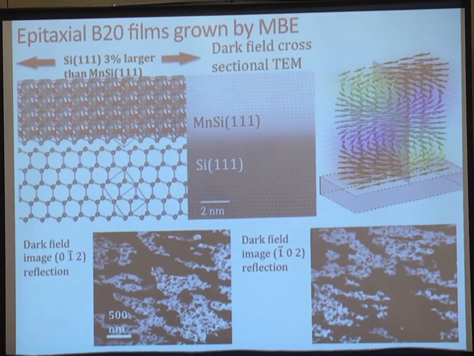Here's a cross-section TEM image that was done by Mike Robertson. You can see the nice sharp interface that's formed. However, one of the drawbacks of growing a chiral material on a centrosymmetric substrate is you get both left-handed and right-handed crystal grains, which we showed with TEM. These grain sizes can vary from about half a micron all the way up to, we've seen, as large as a few microns in size.